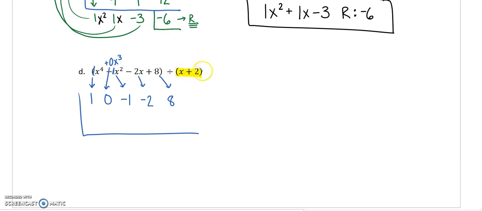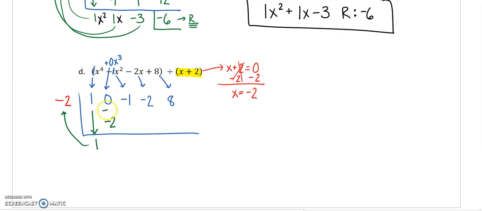Okay, again, I'll take this, set it equal to 0, and solve. Minus 2, minus 2. So x is negative 2. And then I'll start my process. So bring the first number down, multiply it, and then add. Multiply it, and then add.